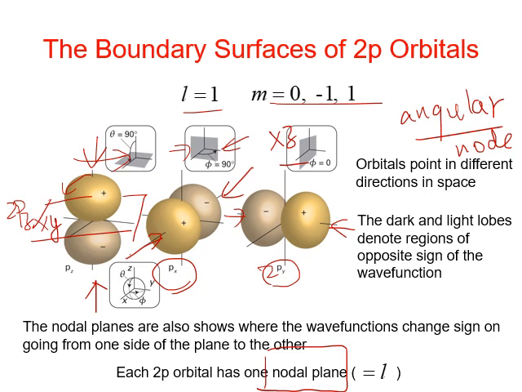Remember, the total wave function is a product of the radial wave function and the angular wave function. For the radial function, the nodes are called radial nodes, and the number of radial nodes is calculated as n minus L minus 1. Here, these nodes are due to the angular wave function, and these are called angular nodes. When L equals 1, you have one angular node. So in general, the number of angular nodes equals L. Let's look at the d orbitals in the next slide.